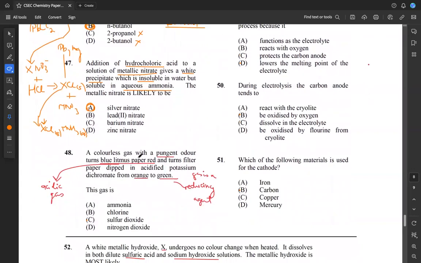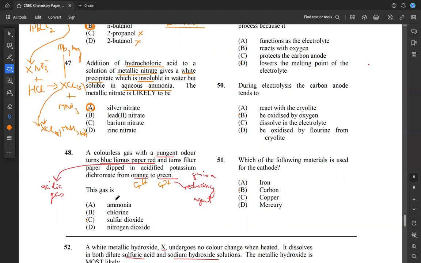48 says that a colorless gas with a pungent odor turns blue litmus paper red. So right away we know that that's an acidic gas because it turns blue litmus red. And then it turns filter paper that's dipped in acidified potassium dichromate from orange to green. So it's actually going from Cr6+ to Cr3+. So this gas is a good reducing agent, because it's able to reduce the potassium dichromate. So that's all we know about the gas based on this little write-up here, okay?